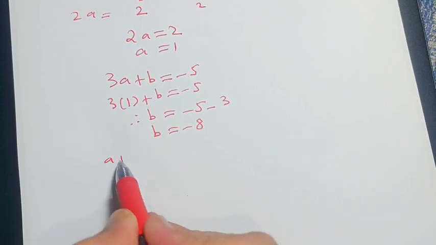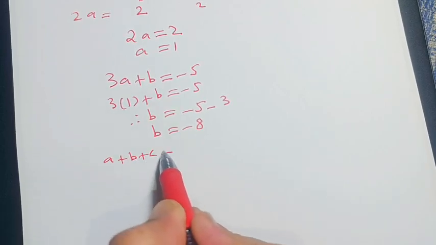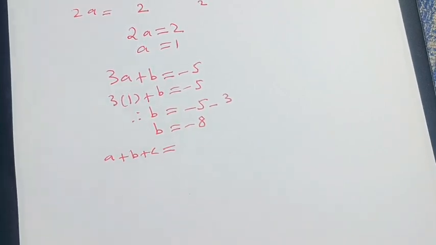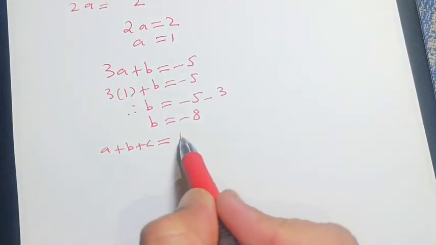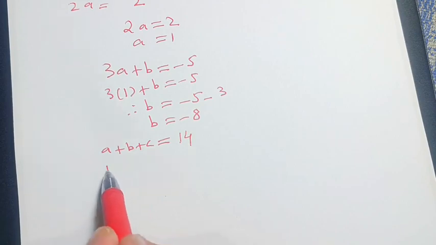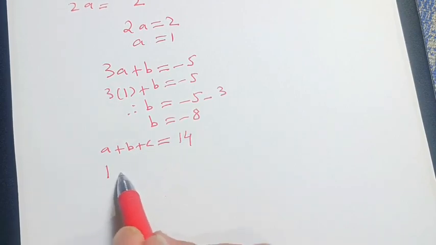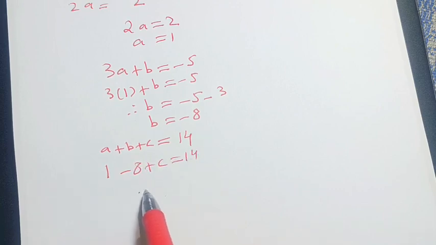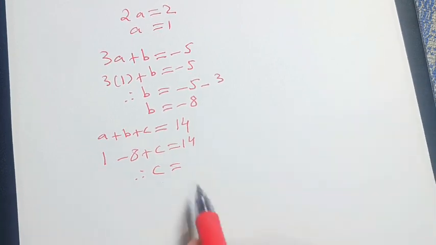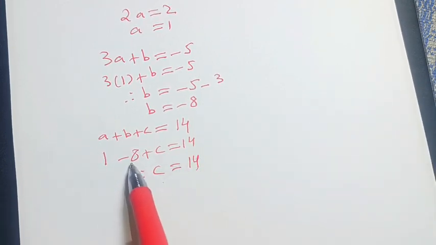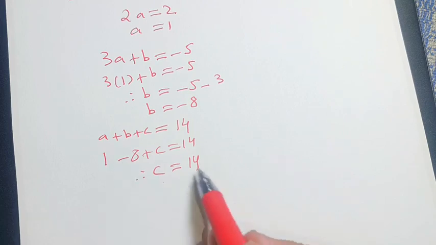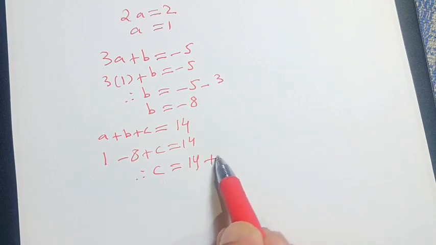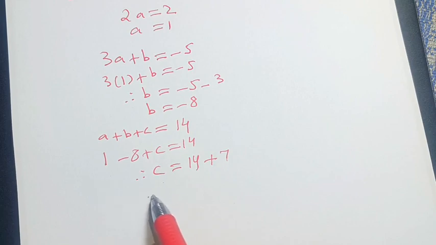So a plus b plus c is equal to the first term, which is 14, t1 is 14. And a we got already, 1, and b we got -8, plus c is equal to 14. So therefore c is going to be equal to 14 minus 8 and plus 1, which is -7. -7 when we switch over will become +7. So therefore c is going to be 21.